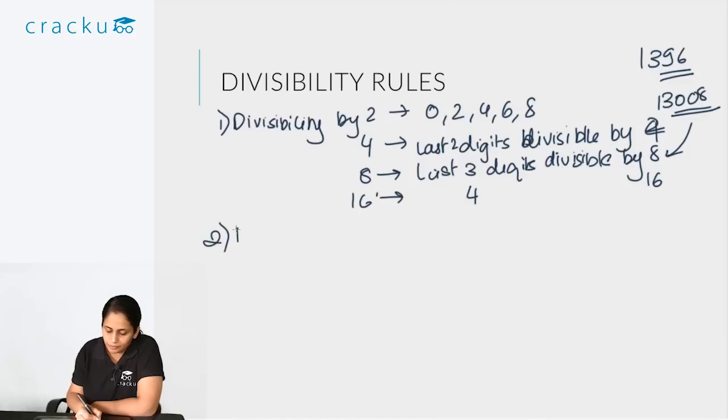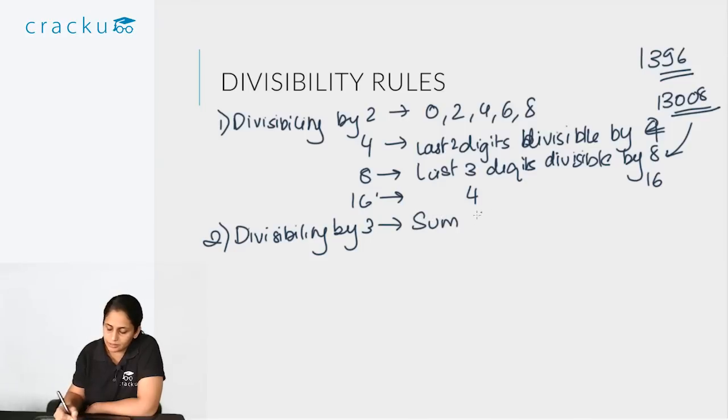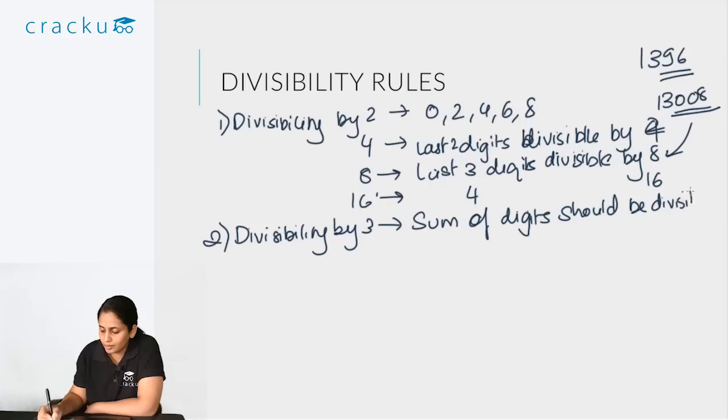Now for powers of 3. To check whether a number is divisible by 3, the sum of the digits should be divisible by 3. This most of you would know already. In the case of 9, the sum of digits should be divisible by 9.